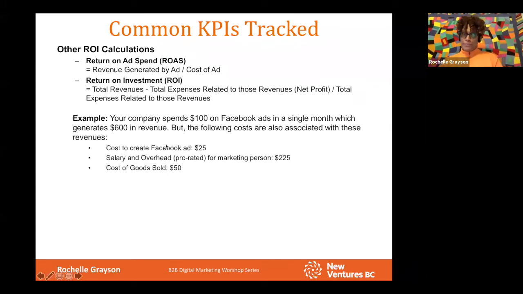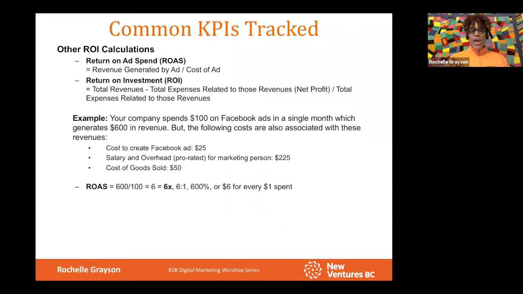Let me give you an example here. A company spends $100 on Facebook ads in a month, and that generates $600 in revenue. But there are also other costs that are required to deliver on the services. The cost to create the Facebook ad was $25. There's prorated salary and overhead for the marketing person to manage the ads and get that ad campaign going. Let's say that's $225. And the cost of goods sold to deliver the product or service is $50. These are just all examples, right?